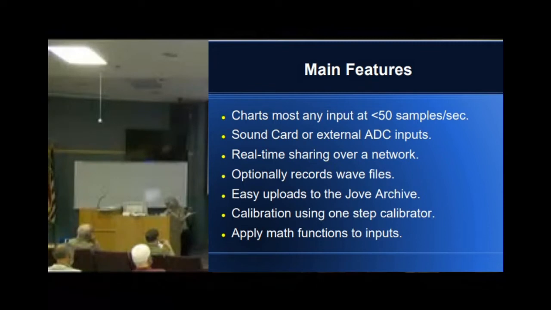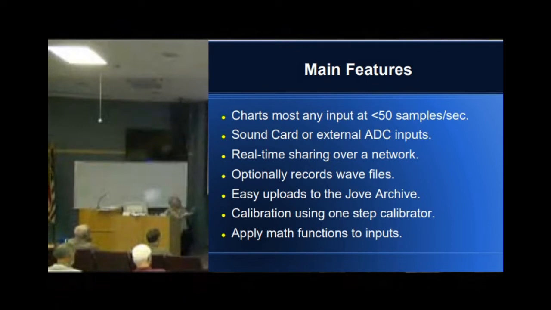Okay, you can record wave files, so what you're hearing through your receiver can be recorded. That's not something that goes on all the time. It takes a lot of disk space to record, it's like 1.4 meg per minute. I guess that used to be a lot of disk space. You can do easy uploads to the Jove archive and use the one-step calibration process, which we'll show you in a little bit.